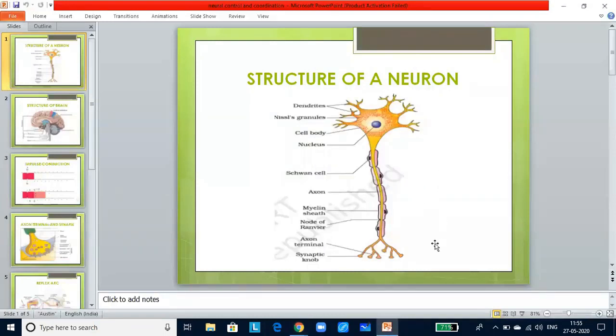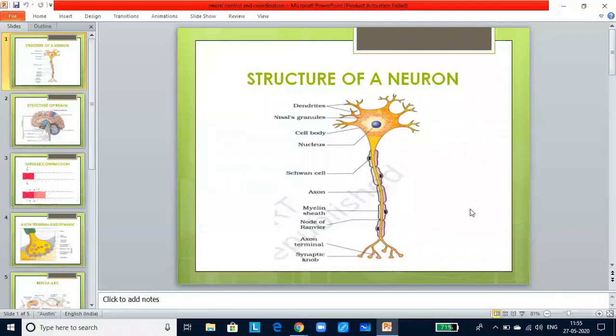So this is the structure of the neuron. Please identify all the parts and learn all the parts. They might ask you to identify the parts and its functions. Now a neuron is a microscopic structure composed of three parts: cell body, this is the cell body, this is the dendrites, and this is the axon.